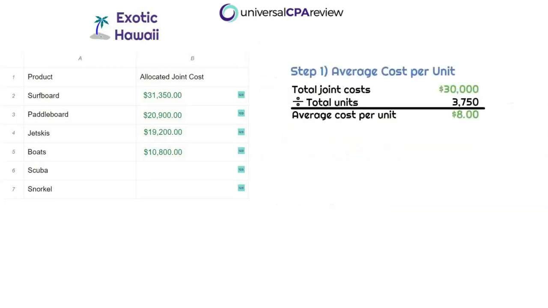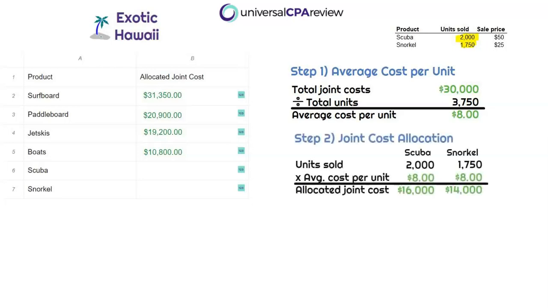So our first step is going to be to calculate the cost per unit on an average basis. So we're going to take total joint cost of $30,000 from the email, and then we need to divide by total units. So that's going to be the 2,000 of scuba plus the 1,750 of snorkel, and that gets to 3,750. So take 30,000, divide by 3,750. That means the cost per unit on an average basis is $8.